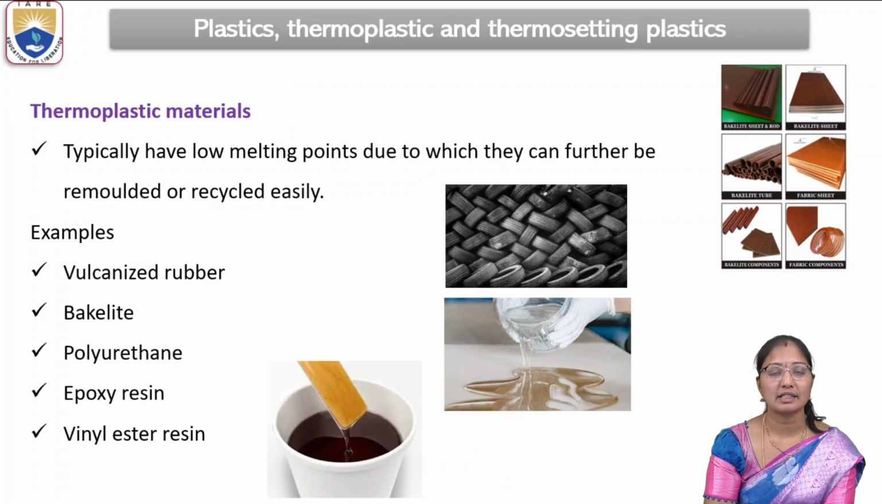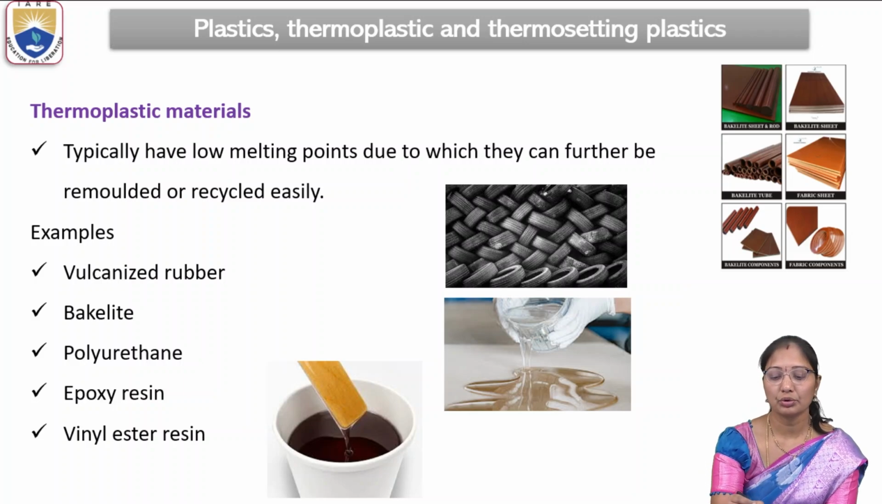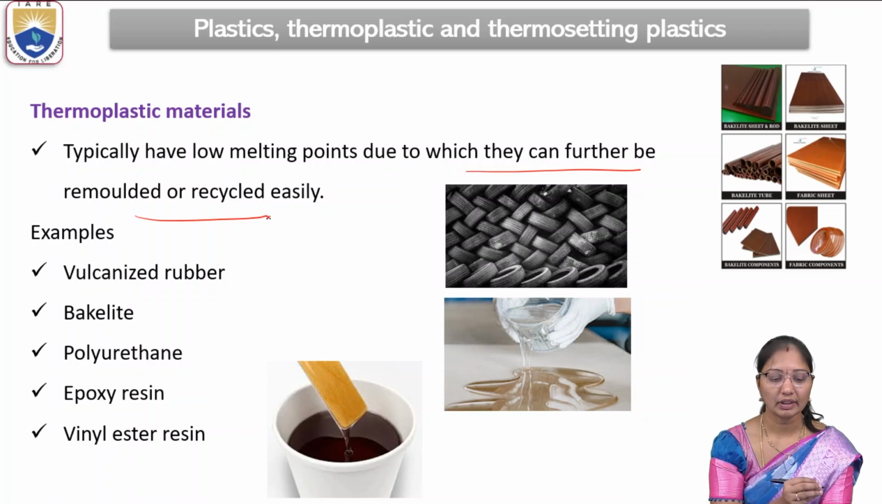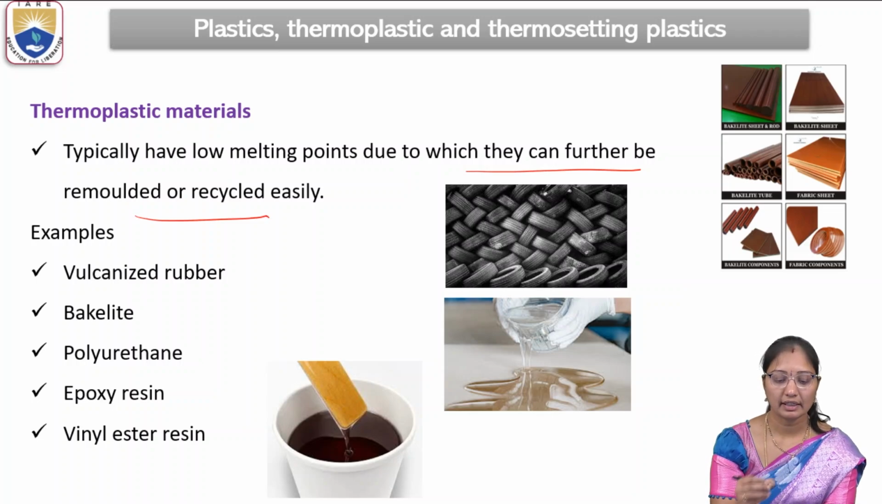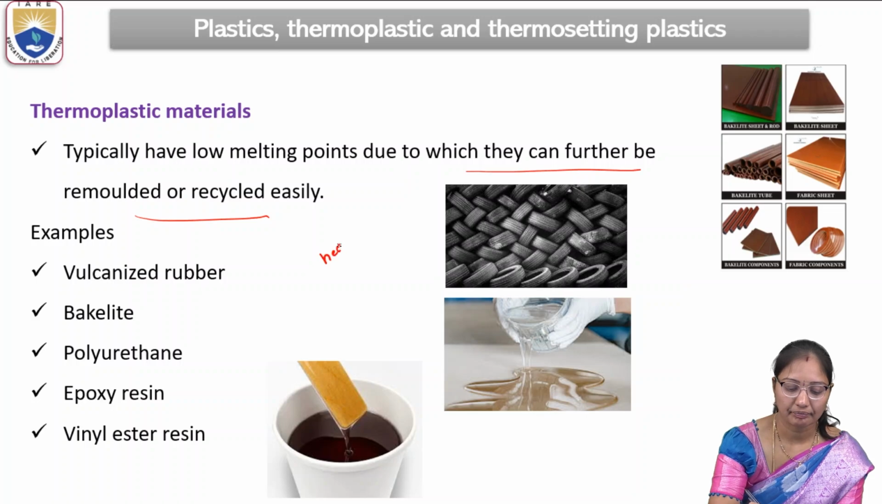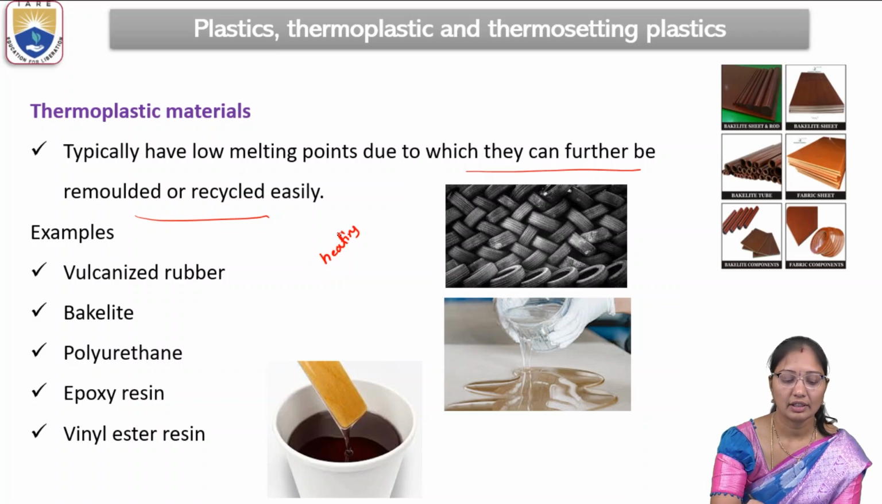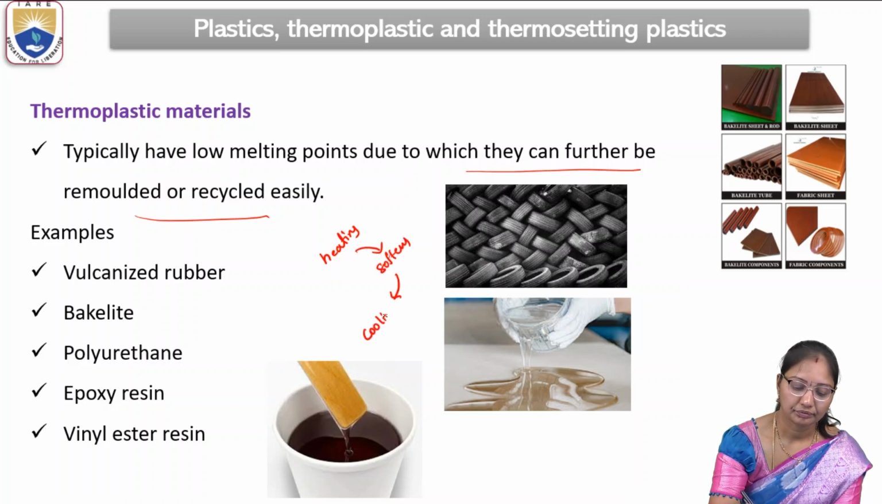So the thermoplastic materials typically have low melting points, due to which they can be remolded or recycled easily. For the thermoplastic materials, the cycle is like heating. Before, in the last slide, we have seen the thermosetting plastic polymers. Now, this is thermoplastic materials. Heating, softens, cooling, molded.